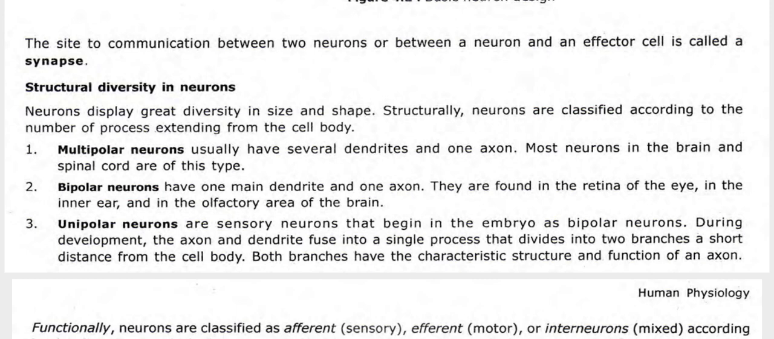Bipolar neurons have one main dendrite and one axon. They are found in the retina of the eye, in the inner ear, and in the olfactory area of the brain. Unipolar neurons are sensory neurons that begin in the embryo as bipolar neurons. During development, the axon and dendrite fuse into a single process.